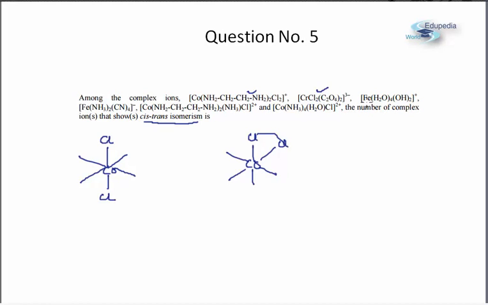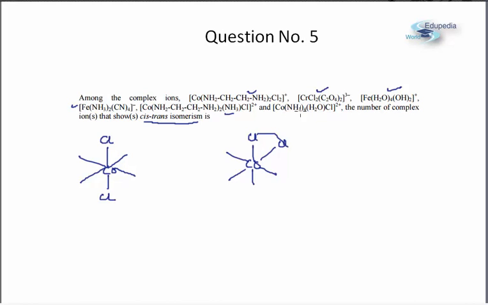Let us look at the third, Fe(H2O)4(OH)2. There are two OH. Again in a similar manner, they can be either cis or trans. This is also by the same logic. The fourth, with 2 amine and 4 CN, again it can be cis or trans. Then Co with 1 NH3, 1 Cl, and the other two are ethylene diamine. NH3 and Cl can either be cis or trans. Same logic, this can also show cis-trans isomerism.